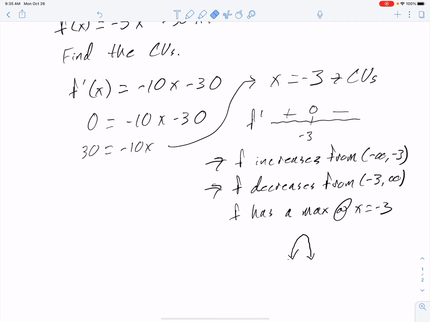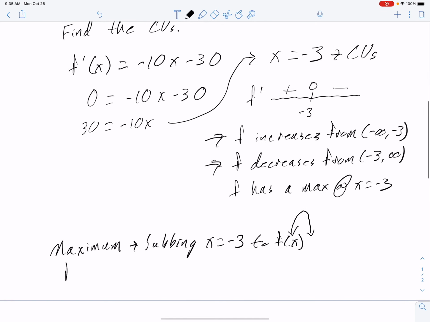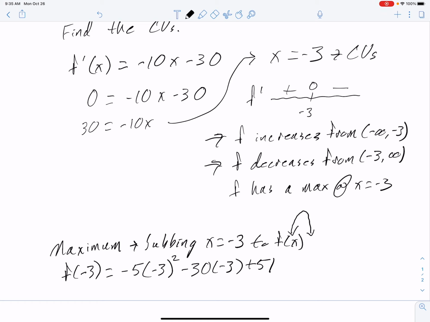By subbing in x equals negative 3 to f of x. So f of negative 3 equals negative 5 times negative 3 squared minus 30 times negative 3 plus 51. And that value is going to lead to 96.